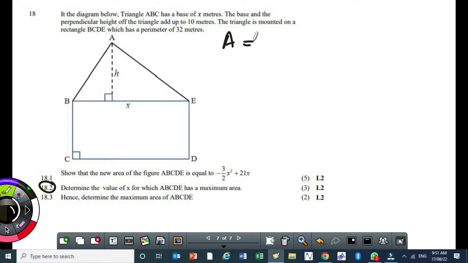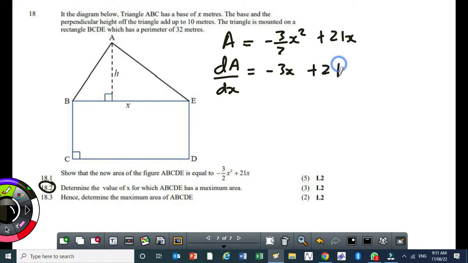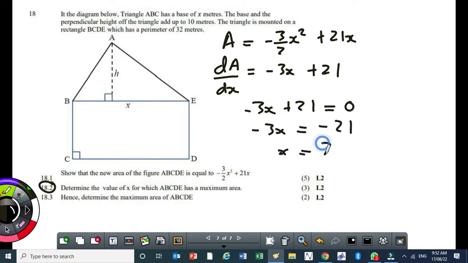So our area A is equal to minus 3 over 2 x squared plus 21x. Now if you want to determine the maximum area, determine the value of x, you need to know that we have to find the first derivative, then we equate it to 0. Then we solve for x. So dA over dx will be minus 3x plus 21. You have to know your rules of differentiation. Then we equate this to 0. We get minus 3x equal to minus 21. So x will be 7.